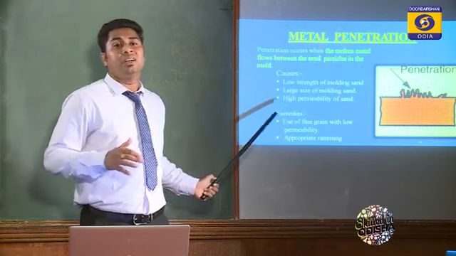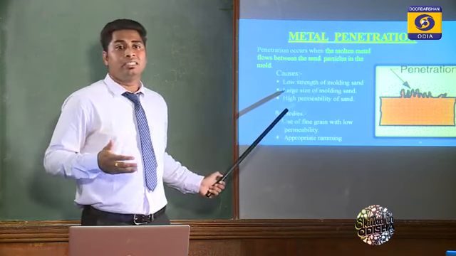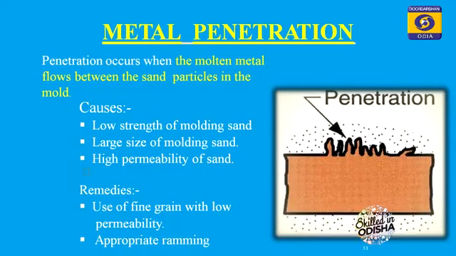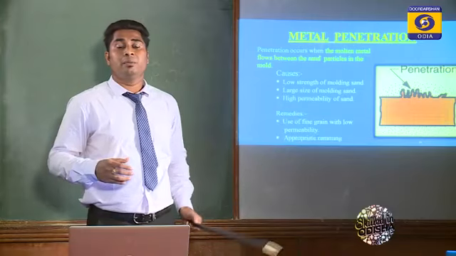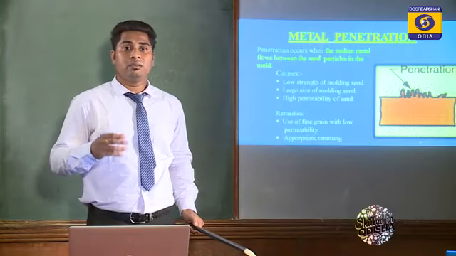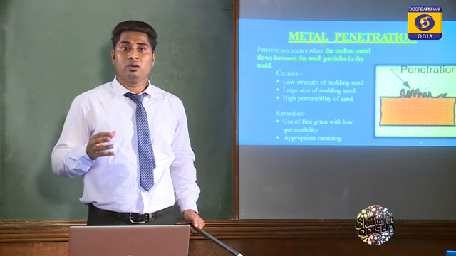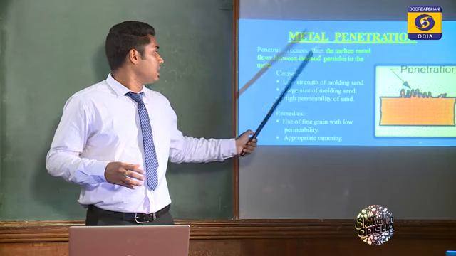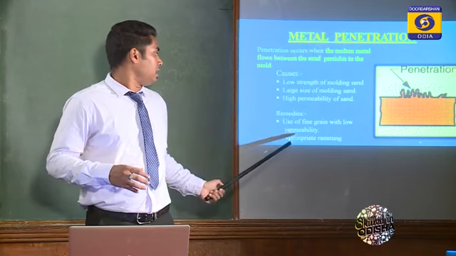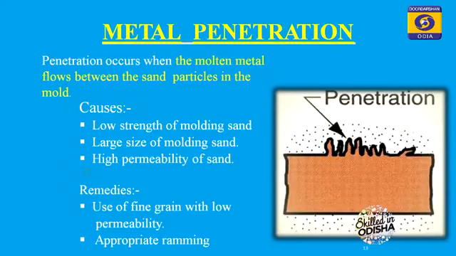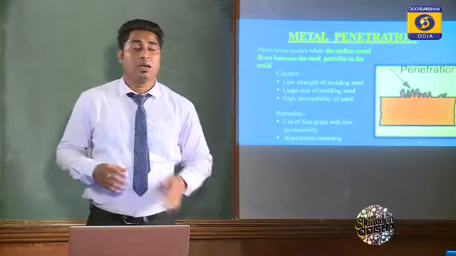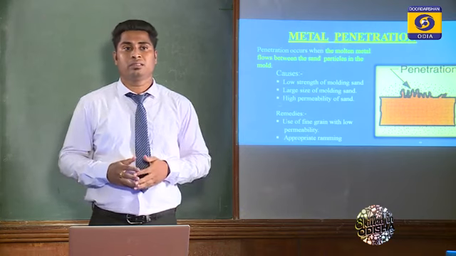So what are the remedies to avoid these metal penetration defects? Use fine grain with low permeability. If we use very fine grain with low permeability, then we can avoid the metal penetration casting defect. And by proper, appropriate ramming, we can avoid this defect.